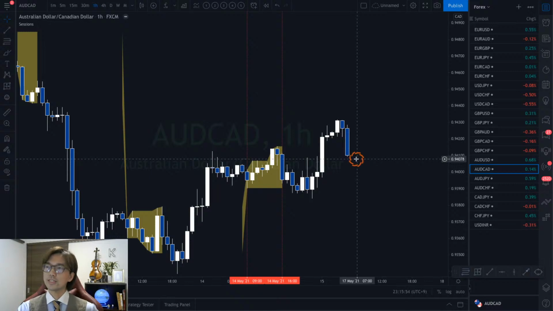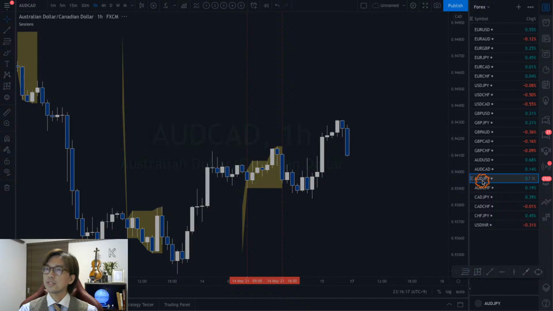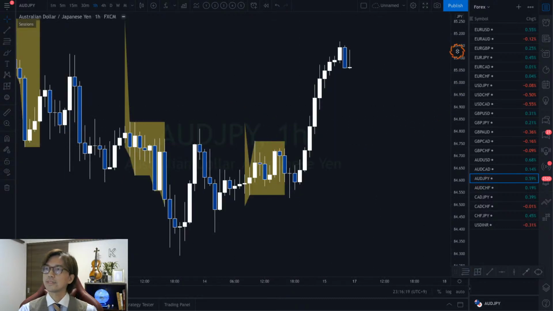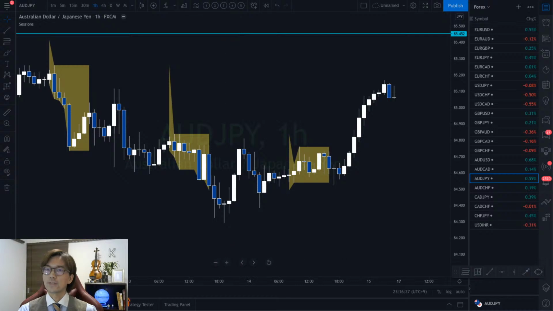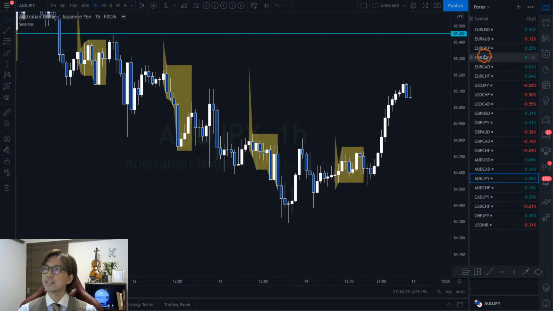And the Tokyo box is only for JPY pairs, so Euro JPY, Pound JPY, USD JPY, CAD JPY, AUD JPY, and Swiss franc JPY. On these JPY pairs, I only use the Tokyo box breakout strategy. So this is AUD JPY, and whenever the Tokyo box breakout happens, it tends to go up or down towards that direction. So that's my other tool that I'm using.